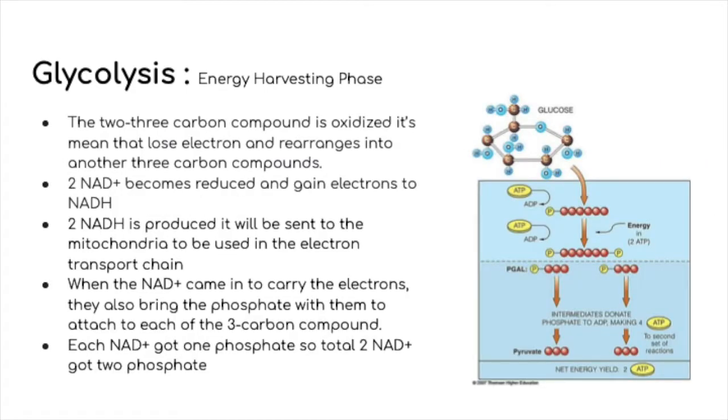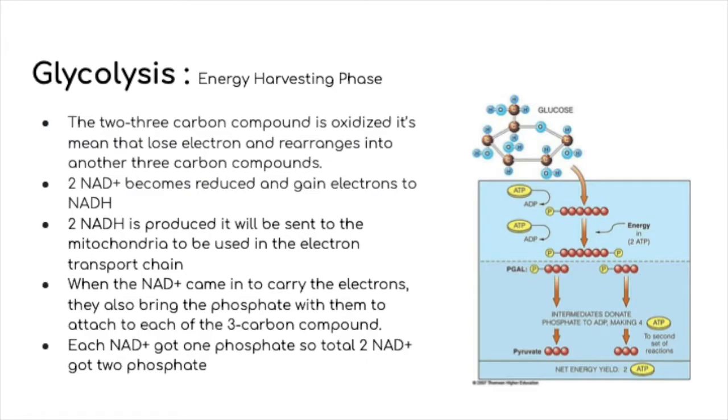For the energy harvestment phase, the 2 3 carbon compounds are oxidized. It means that they lost electrons. Then they rearrange into another 3 carbon compounds. 2 NAD plus become reduced and gain electrons to become NADH. 2 NADH is produced. It will be sent into mitochondria to be used in the electron transport chain.